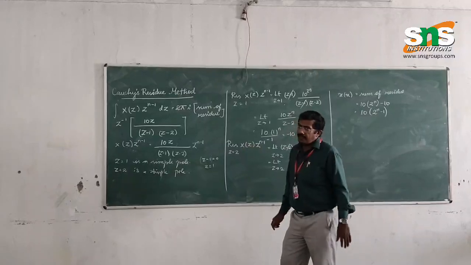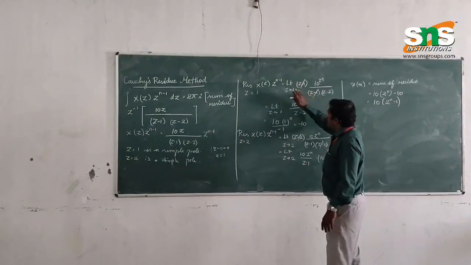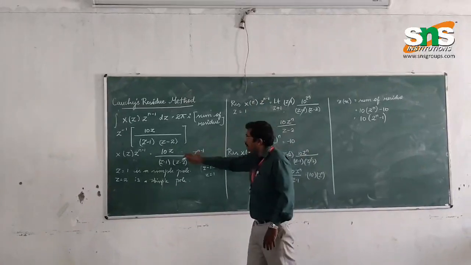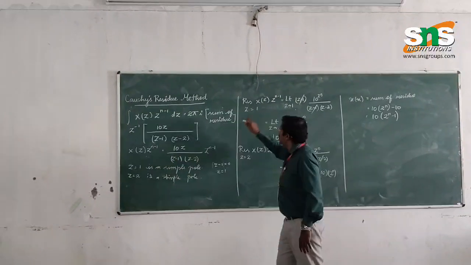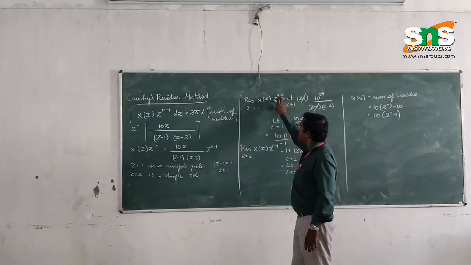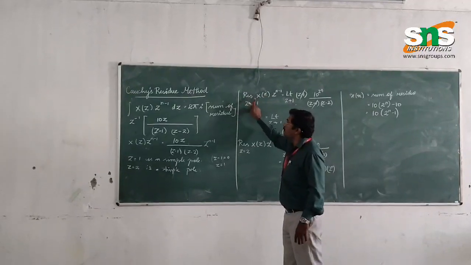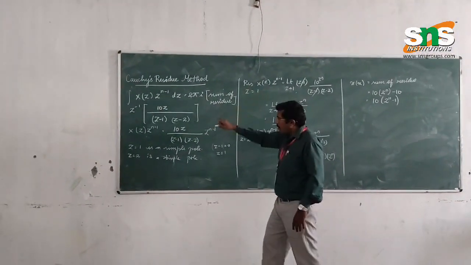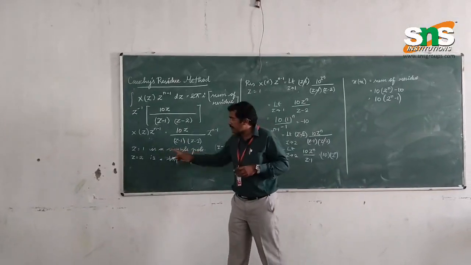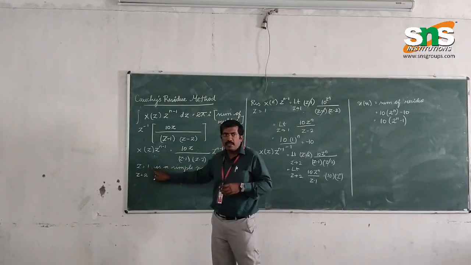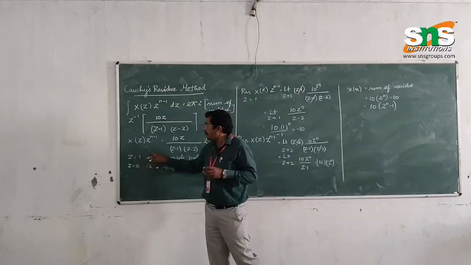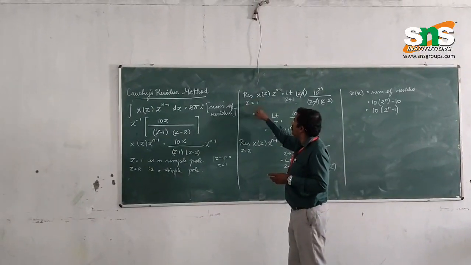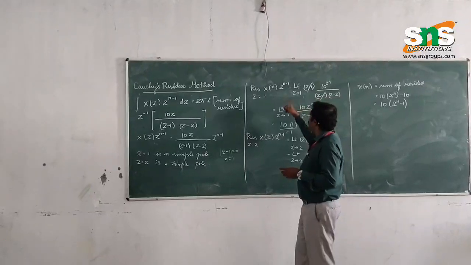We have to apply it here. So how to find the residue? You can see here, this is the concept. I take this term, x of z into z power n minus 1, and I am using the concept of residue. So residue at z equal to 1 for this particular term. That is written here.